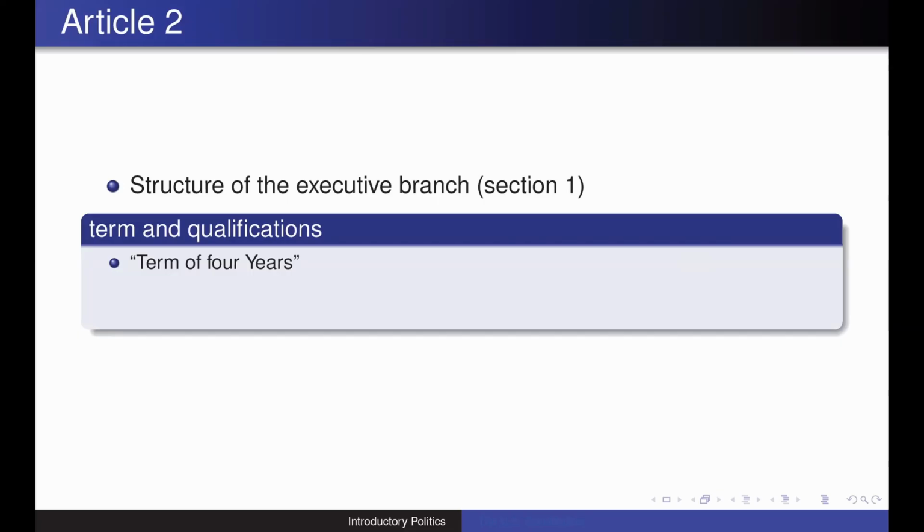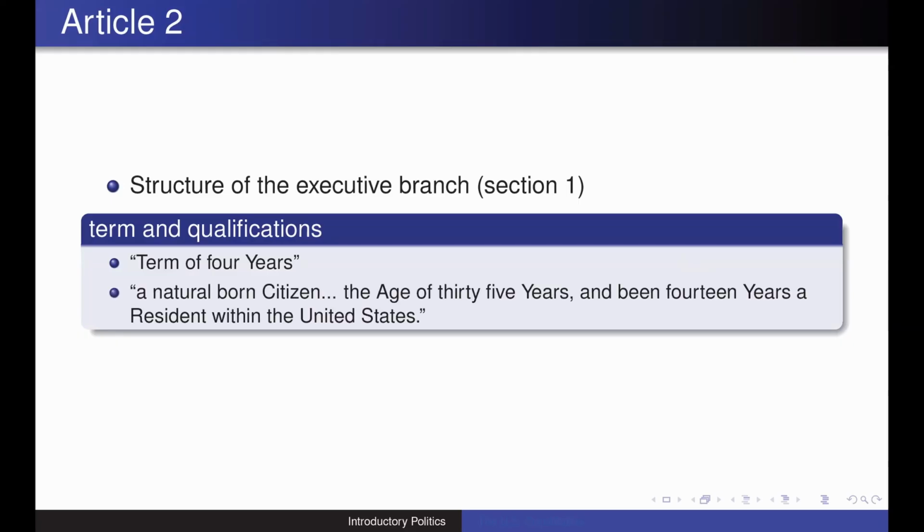When it comes to the President of the United States, the President serves a term of office of 4 years. When it comes to the qualifications for office, the President must be a natural-born citizen at the age of 35 years and been 14 years a resident within the United States. In order to be President of the United States, you have to be at least 35 years old. We have that age requirement again.